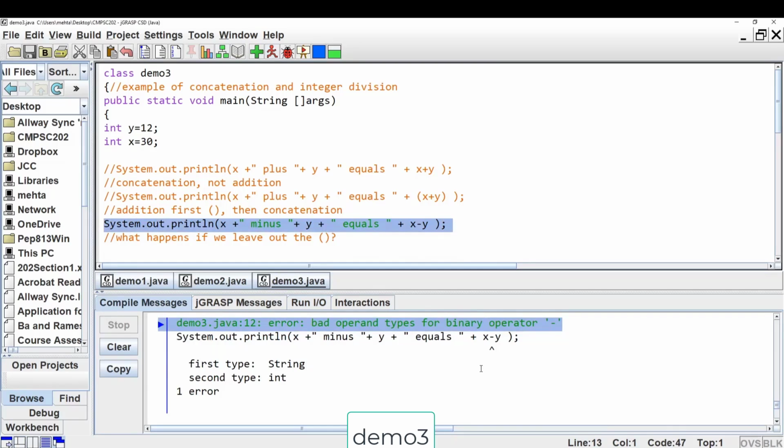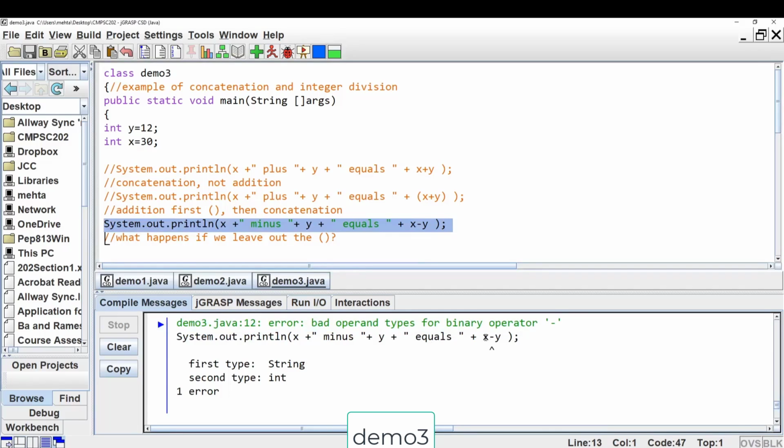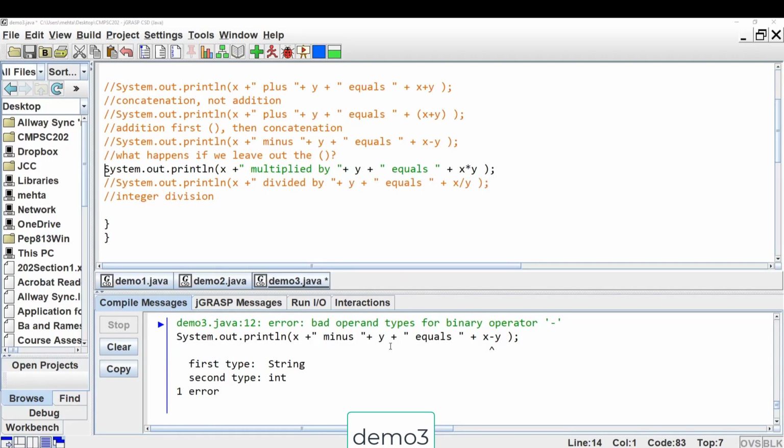Oh, I have an error message, and that's because it can get as far as outputting the x, but then it has a minus sign and it doesn't know what to do with it. So you need the parentheses when you're trying to do the arithmetic first, if it's addition or subtraction. But not multiplication. Look at this line.